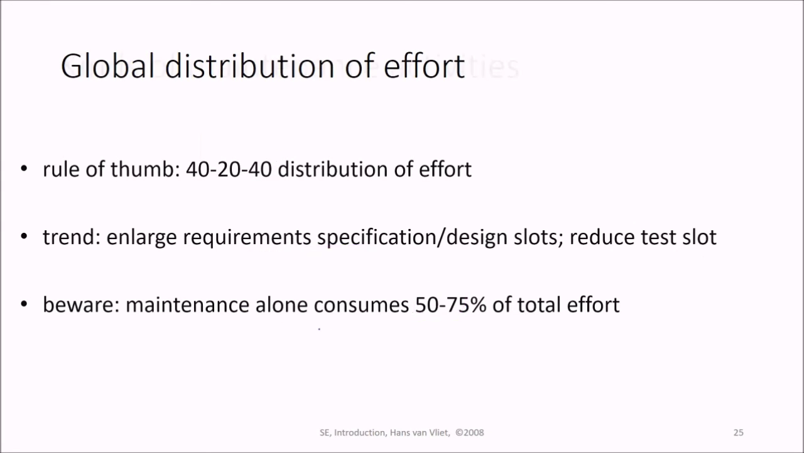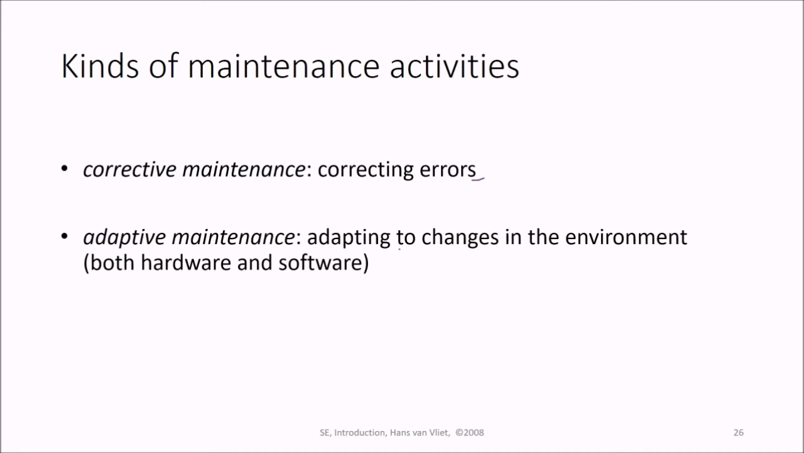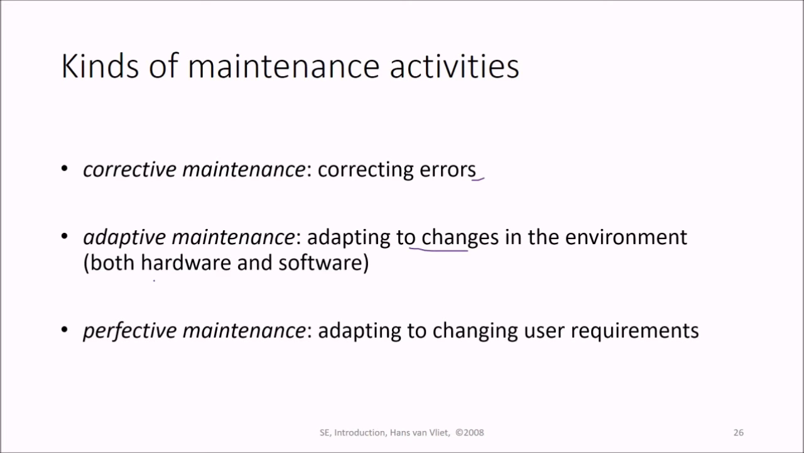This is very critical. There are various kinds of maintenance activity, like corrective maintenance. In this, you correct the errors. Adaptive maintenance, that means you make your software adapt to changes in the environment, and this goes for both hardware and software. Then perfective maintenance, you are adapting to the changes presented by users. So on changing a user requirement, you make it perfective.